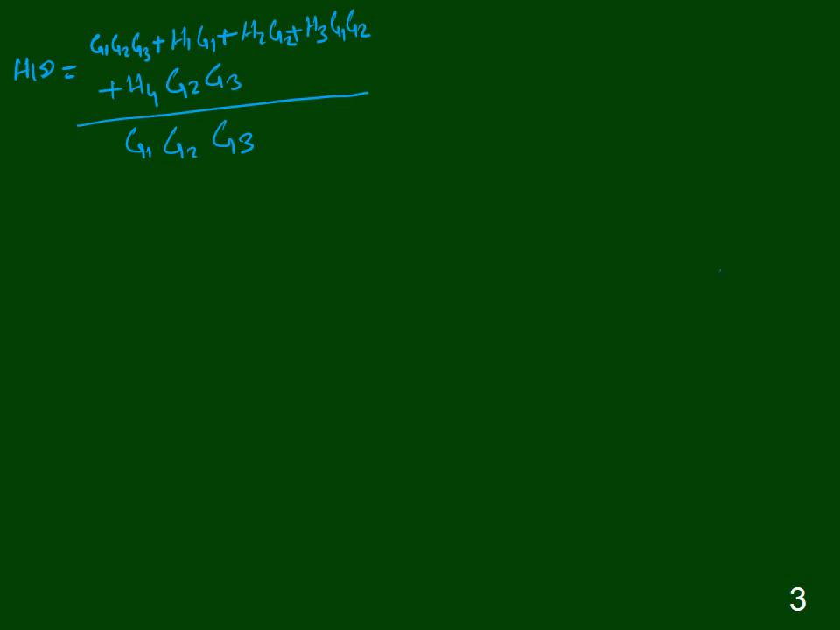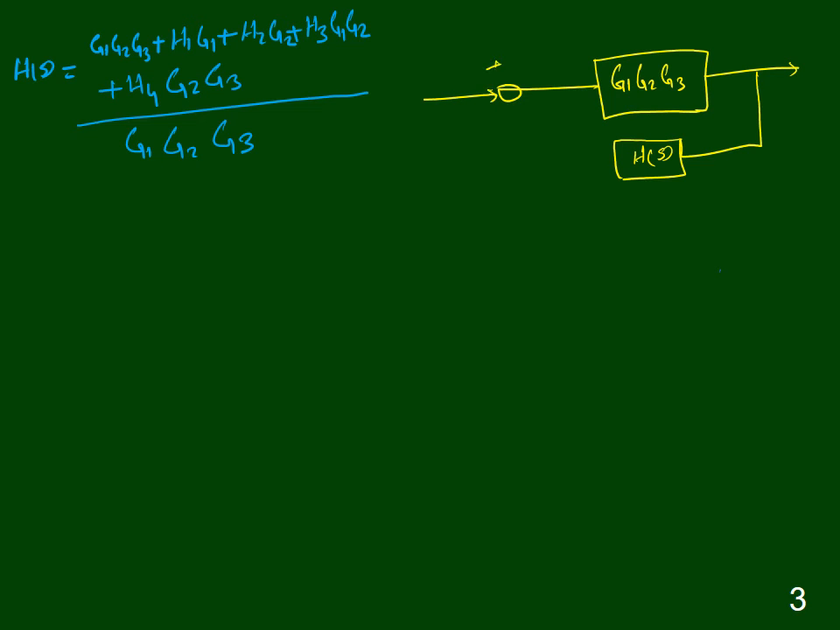Now the block diagram can be rewritten like this. Here G1 G2 G3, and here is the H of S, plus minus, here is the C of S, R of S.